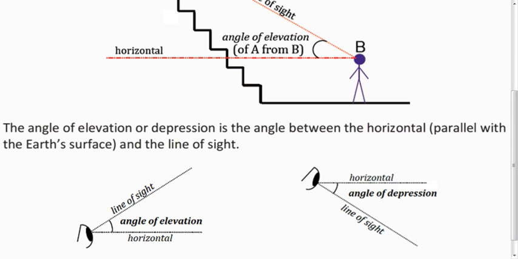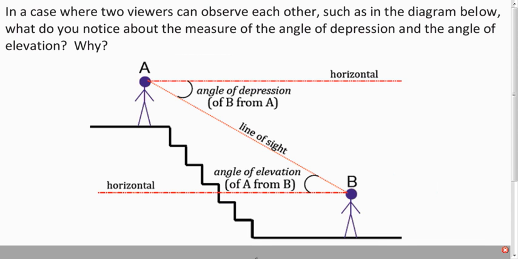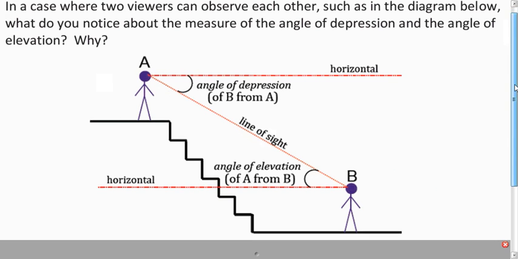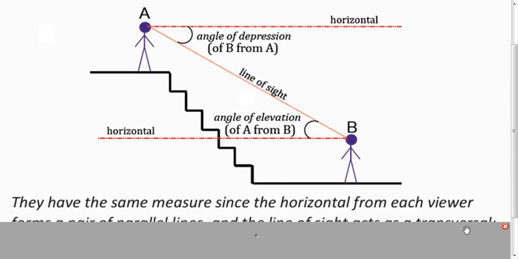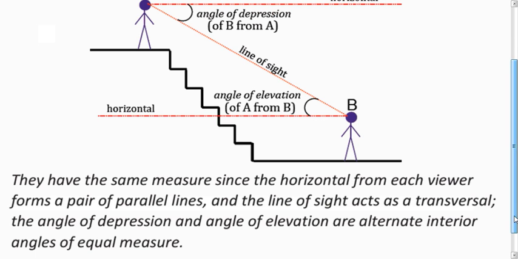That's the difference. Now, how are they related to each other? What's special about them? Well, they're going to be congruent. These horizontals are parallel, so those are alternate interior angles formed by parallel lines. So they have to be congruent. So they're equal in measure. It's a very useful property. So now let's look at an application of these angles.